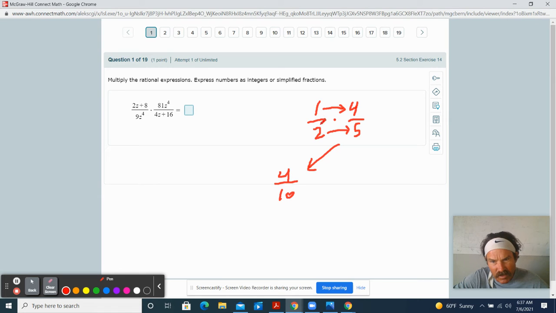Most of the time, if we do the multiplication just from left to right, we get a fraction that we have to reduce. So 4 over 10 reduces to 2 over 5. 2 goes into 4 twice, 2 goes into 10 5 times. So there's an extra step here if we multiply. To shorten this up a little bit, what we can do is something called cross cancel.